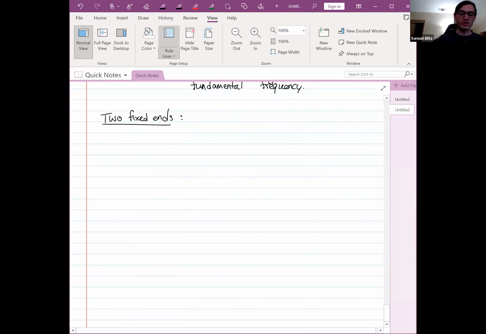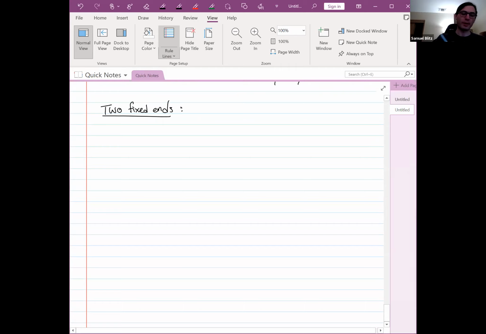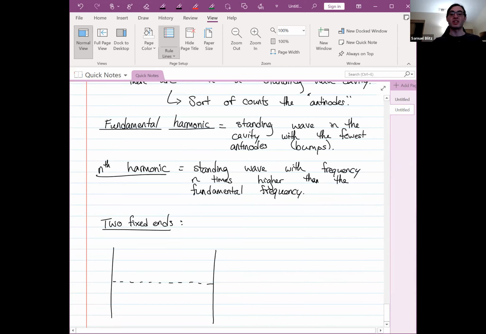So I'm just going to draw some pictures. These will be terrible, and I'm sorry about that, but I'll do my best. So if we have 2 fixed ends, here's our cavity between these 2. We have our string between them. So the fundamental is the standing wave with the fewest antinodes. We know that the string has to be fixed on either end. We need to form a wave. Well, we could do this, and then it could oscillate back and forth like this, but we could do even better. We can do even fewer antinodes. In fact, if we just do a wave that looks like this, oscillates up and down, that only has 1 antinode. That's the fewest number of antinodes.